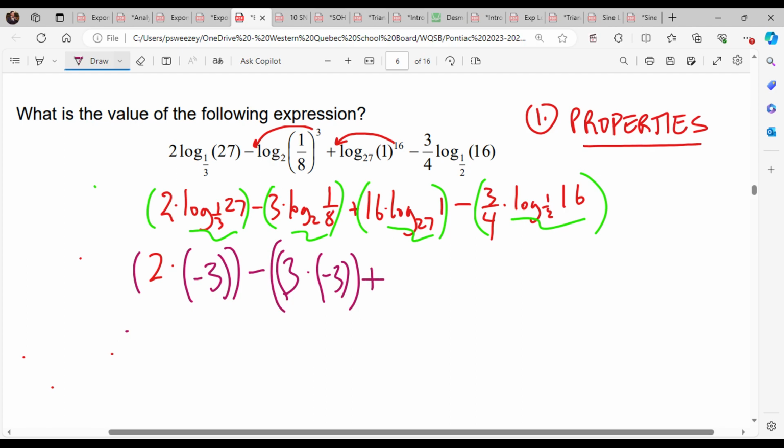And now, 27 to the power of what would give me 1? Well, that one's just going to be 0. So this is just going to disappear because 0 times anything is just going to get rid of it.